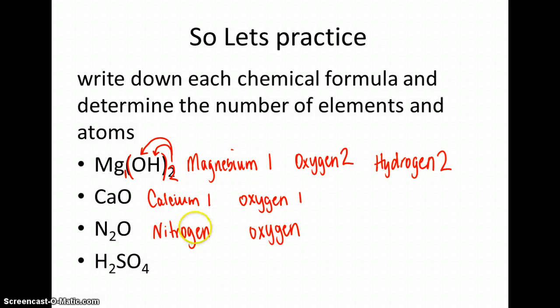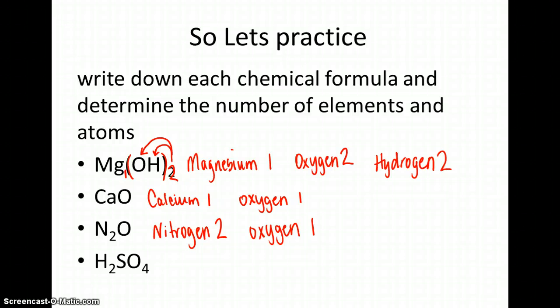So in this case, nitrogen does have a 2 behind it. So that 2 only goes to the end because there's no parentheses like there was up top. So nitrogen has 2, O has no number behind it, so we're assuming that it has 1.